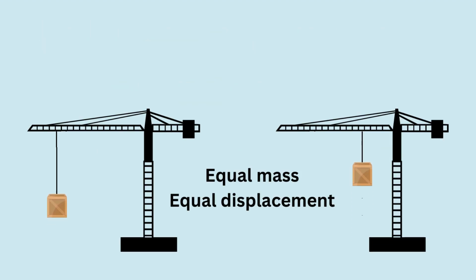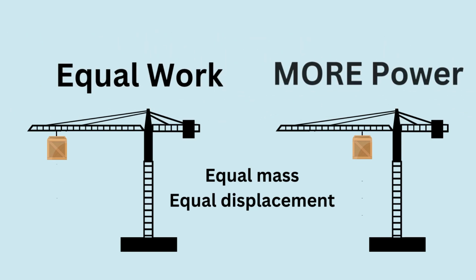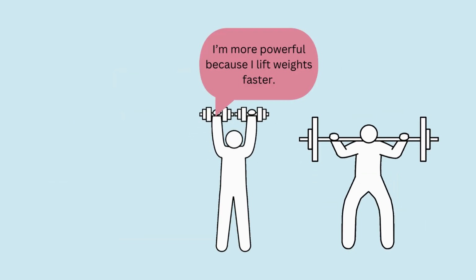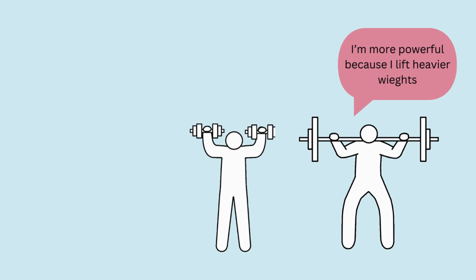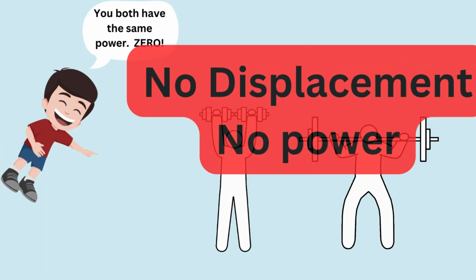In this example, the amount of work done by the cranes is the same. However, the crane on the right lifts the object much faster. This crane exerts more power. Like work, without a change in displacement or a change in energy, you do not have any power.